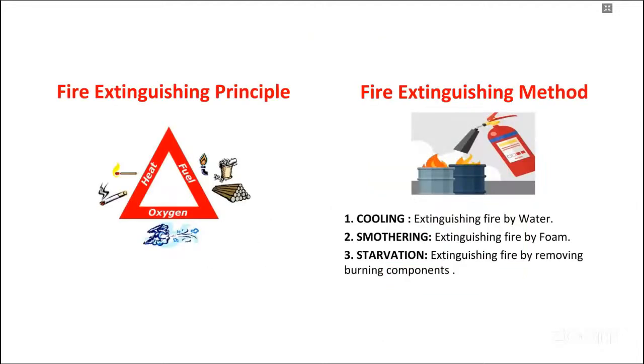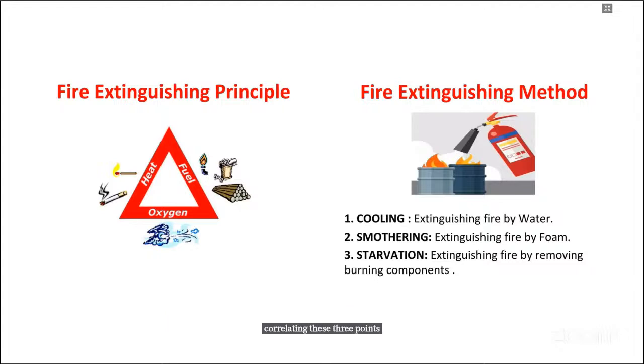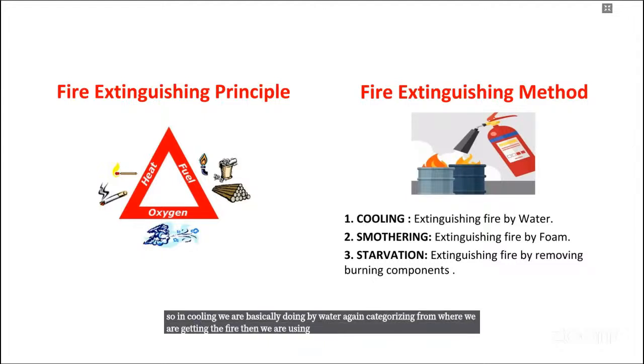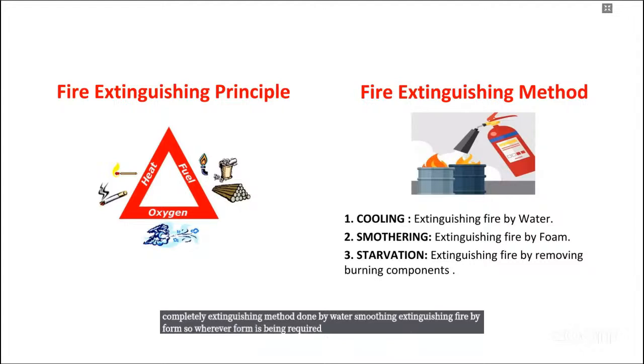Now just look at the slide where we have heat, fuel, oxygen, again 3 points. Correlating these 3 points, we have different extinguishing methods. In cooling, we are basically using water, again categorizing where we are getting the fire, then we use that type of method. So we have cooling, smothering, and starvation methods. Cooling is the extinguishing method done by water, and smothering is extinguishing fire by foam. So wherever foam is required, it's done by that.